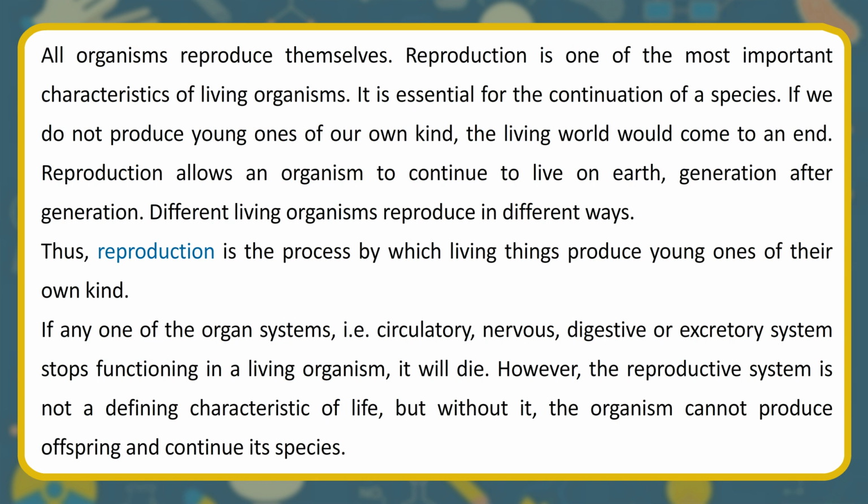Different living organisms reproduce in different ways. Thus, reproduction is the process by which living things produce young ones of their own kind. If any one of the organ systems, i.e. circulatory, nervous, digestive, or excretory system stops functioning in a living organism, it will die. However, the reproductive system is not a defining characteristic of life, but without it, the organism cannot produce offspring and continue its species.